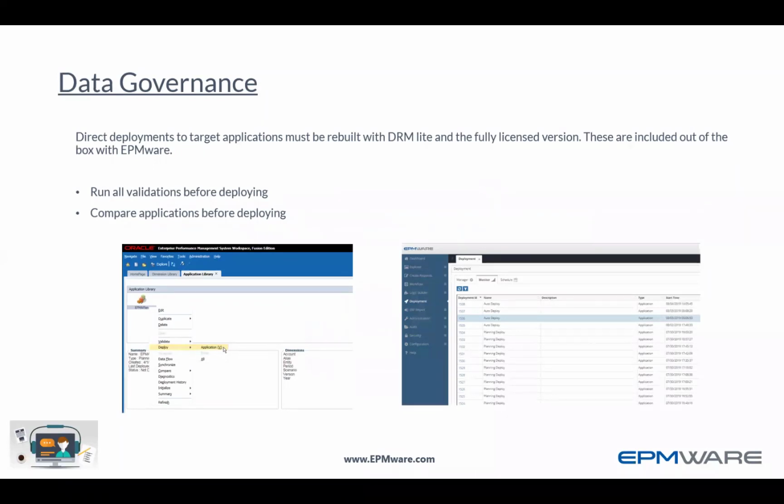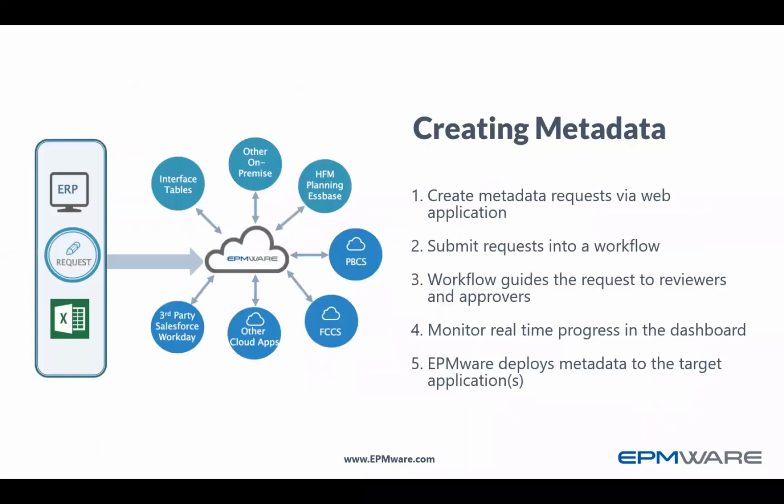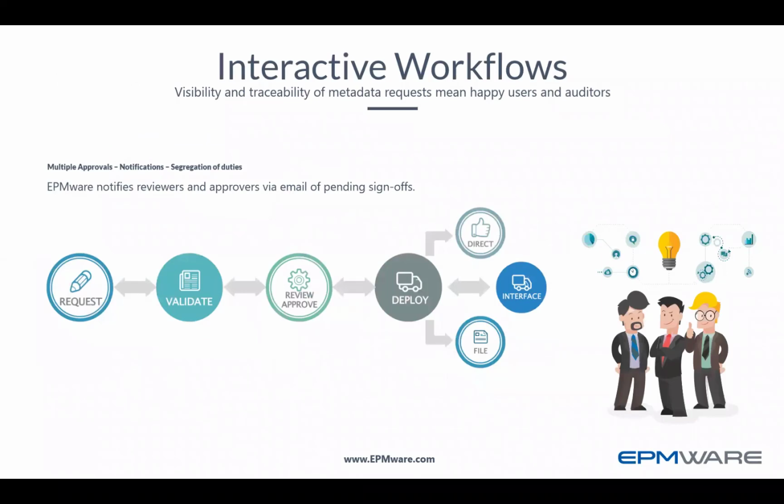So we'll skip over our data governance. We got some older slides in here, but of course, EPMware does allow data governance, and I'll just switch over to this slide real quick. So out of the box, step one in EPMware is to configure data governance so that if you have a process where you need a review and approval, you can create a workflow and then allow your request for new metadata to go through a review and approve process before it gets pushed out to target applications.